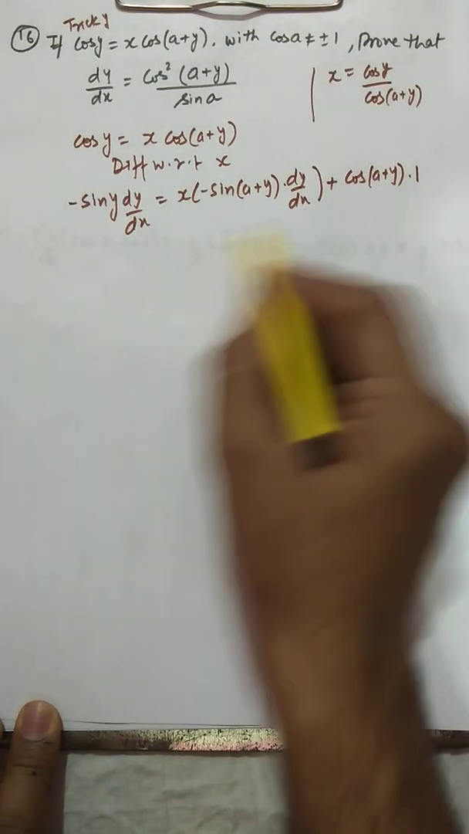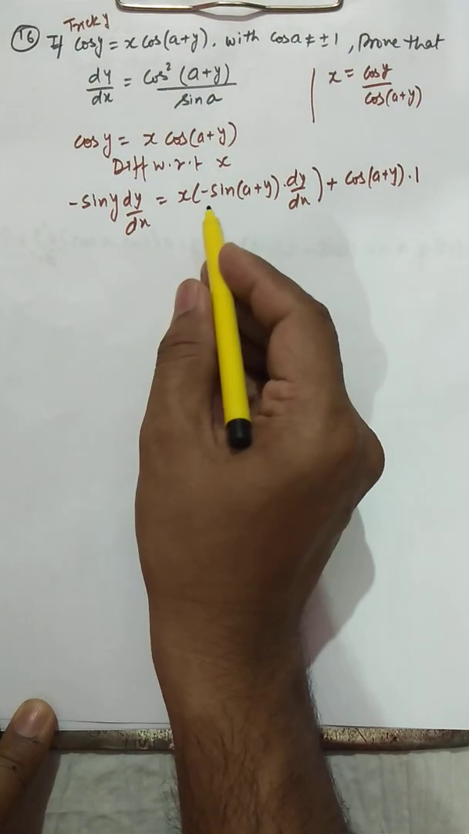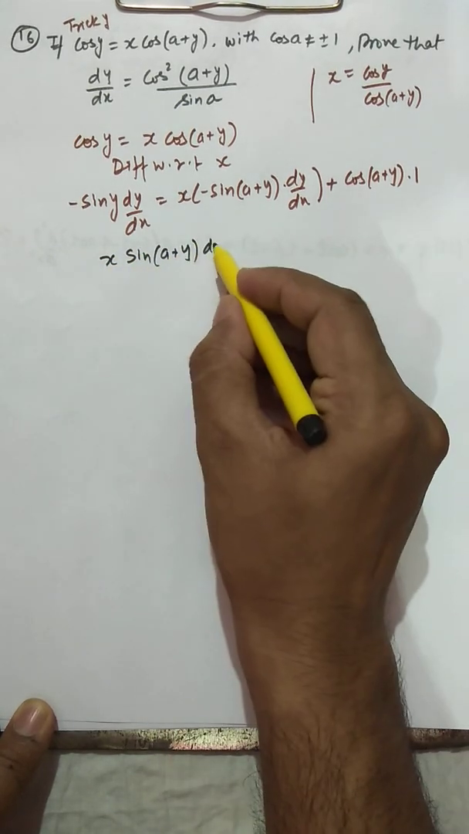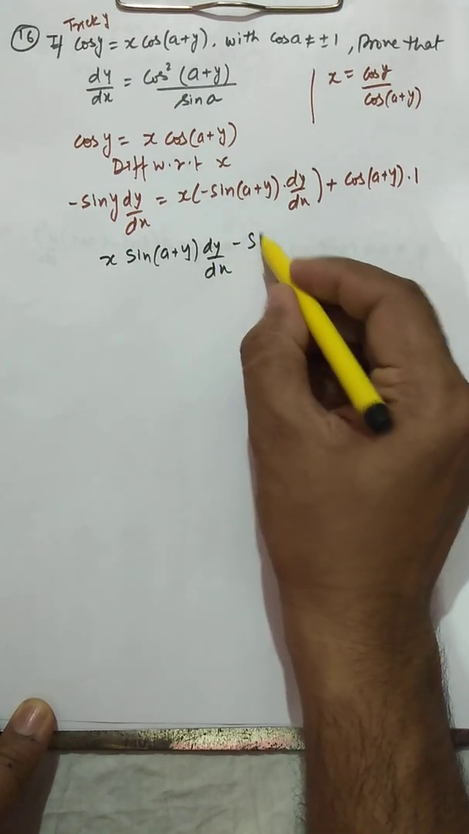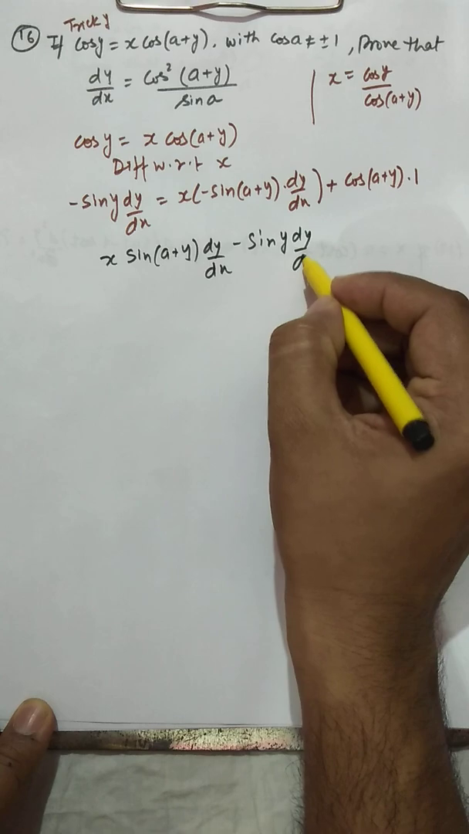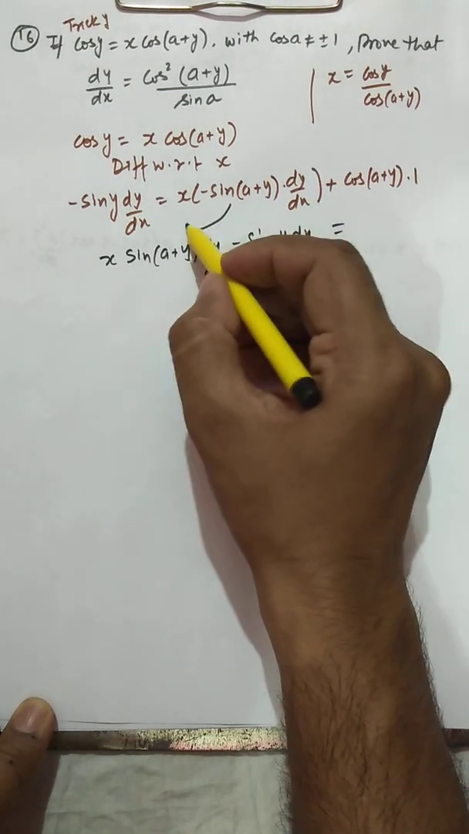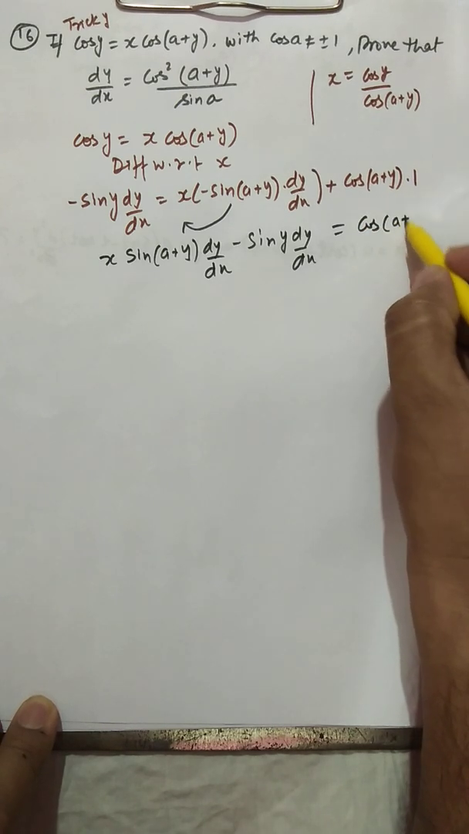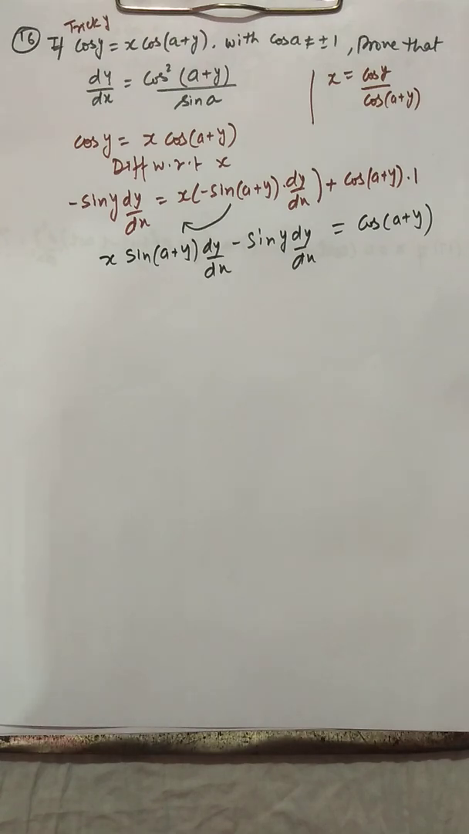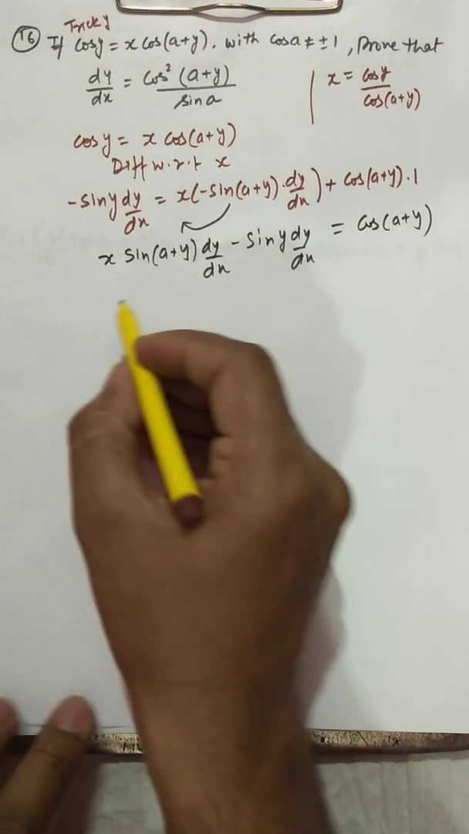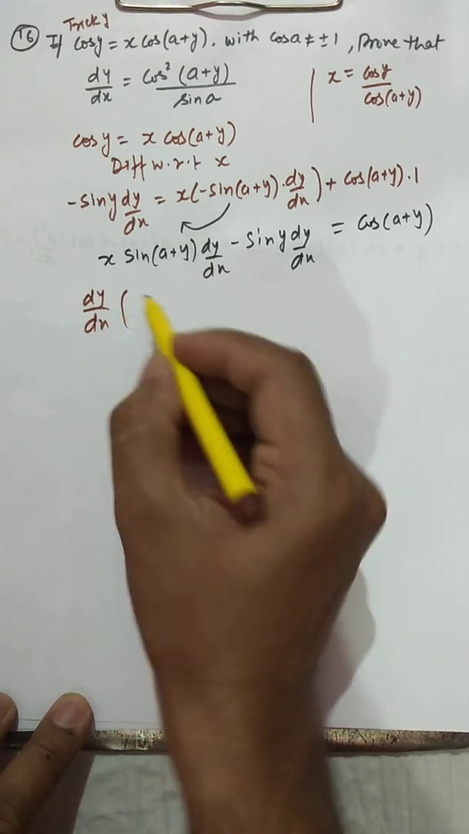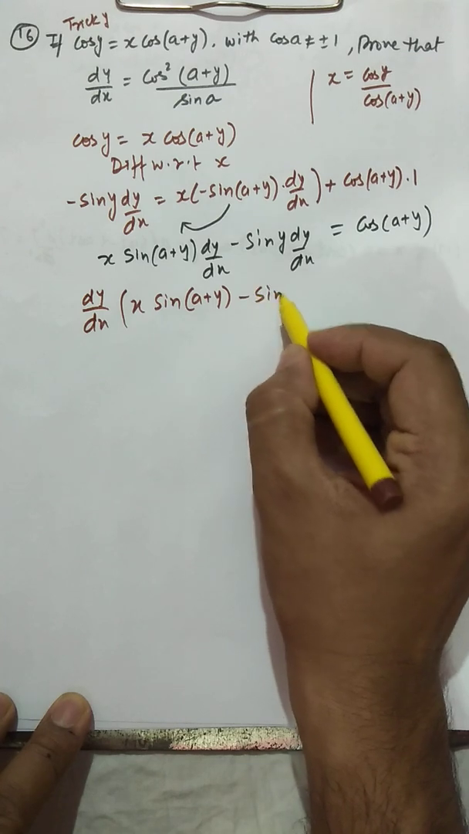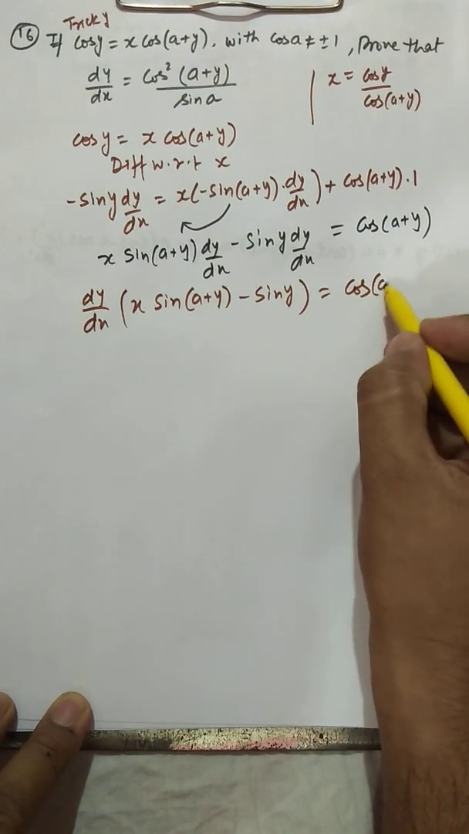So you can bring all dy by dx to this side, so this becomes x sine(a plus y) dy by dx, and this is minus sine y dy by dx, and we have brought this term to this side and the rest is at its place. So now this is cos(a plus y). So we'll take dy by dx common from here, so your dy by dx will be x sine(a plus y) minus sine y, and this is cos(a plus y).